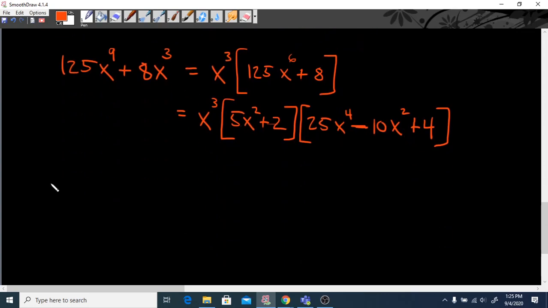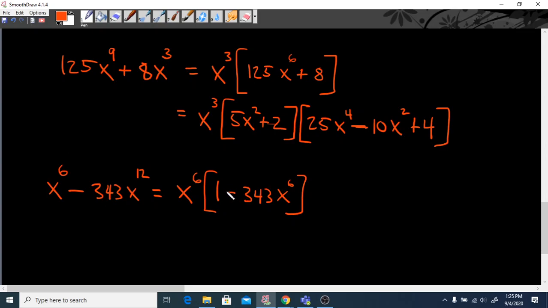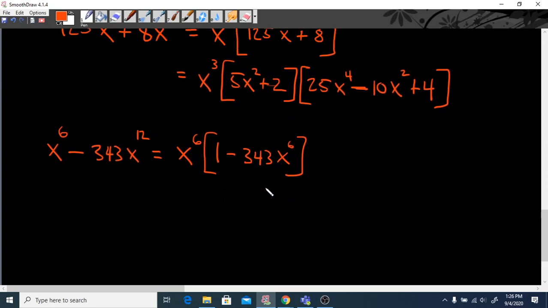And then very, very quickly, let's do one more. Let's say we have x to the power 6 minus 343 x to the power 12. Once again, we have a greatest common factor of x to the 6, leaving 1 minus 343 x to the 6. And now we need to recognize that these are two cubes being subtracted. So we can apply the same formula that we wrote. So it's going to be x to the 6. And now, cube root of 1 is 1, minus cube root of 343 is 7. Cube root of x to the 6 is x squared.